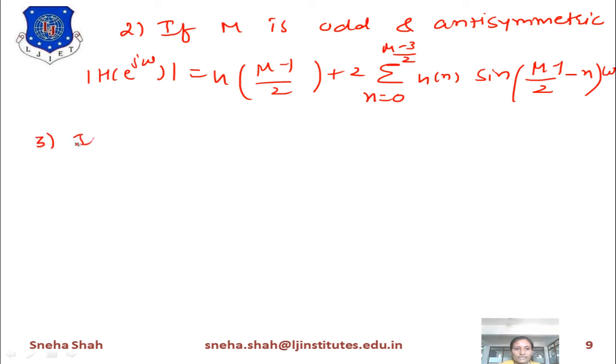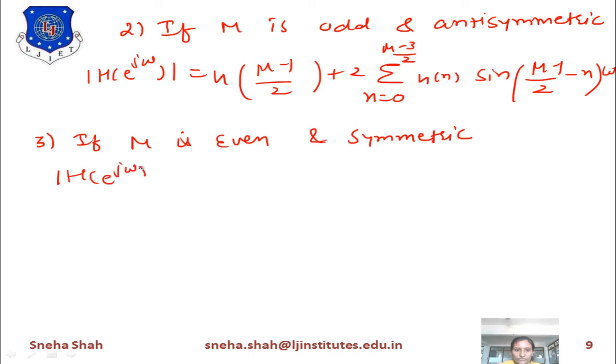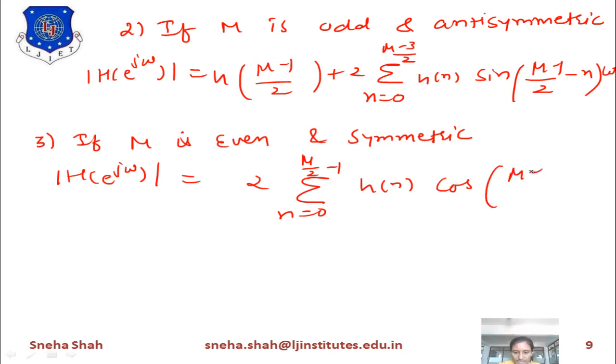Now the third condition is if m is even and symmetric, then we take only this part. So mod of H of e raised to j omega is represented as 2 times summation n equals 0 to m by 2 minus 1 of h of n cos of m minus 1 by 2 minus n times omega.